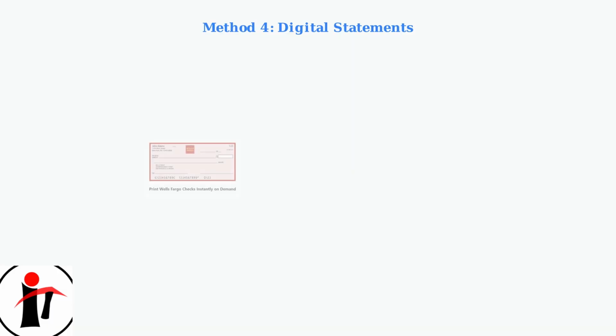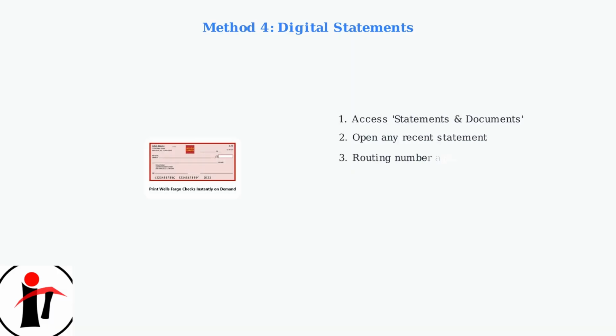Method 4 involves digital statements. Access statements and documents, open any recent statement, and you'll find the routing number at the bottom of digital checks or in the account summary.